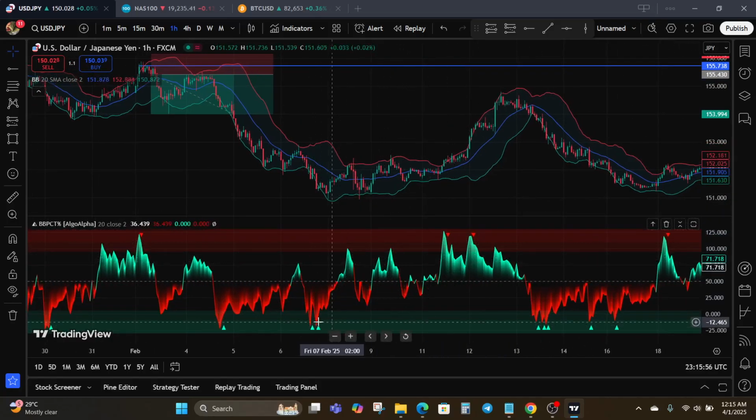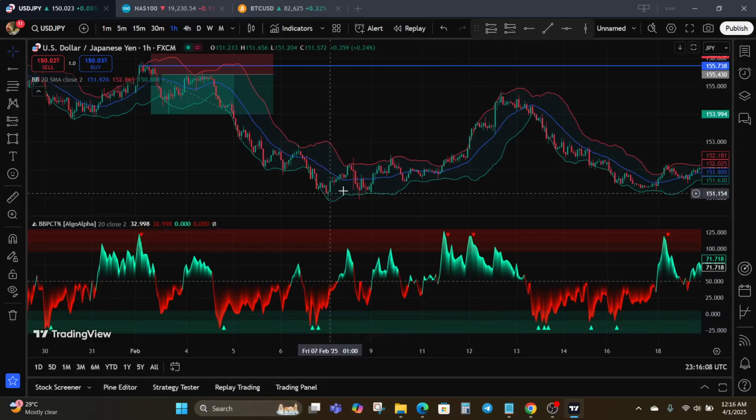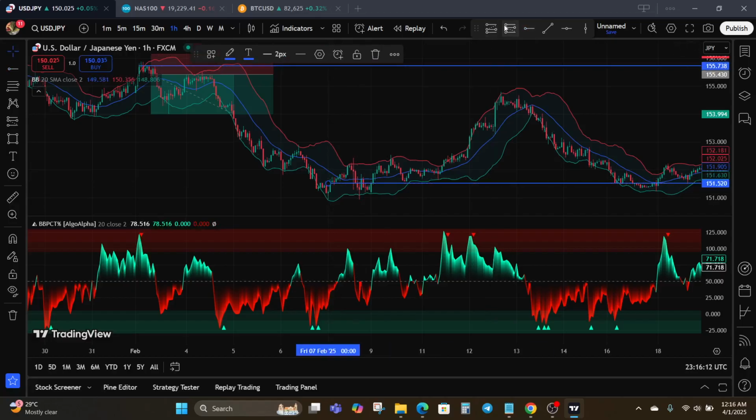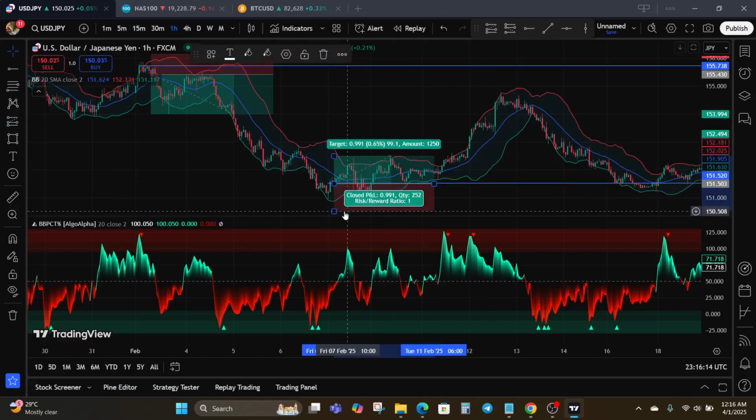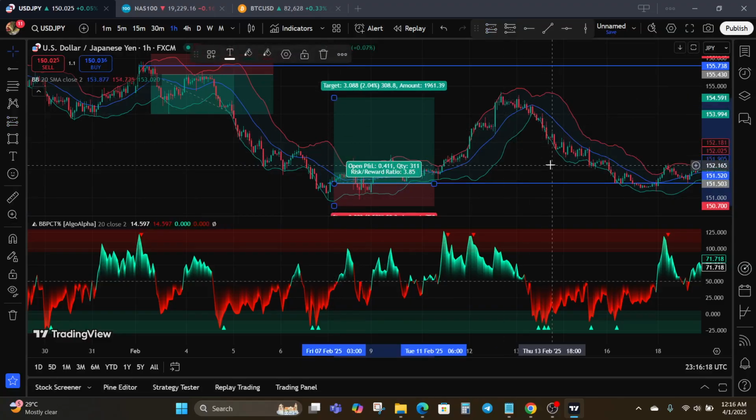Now for a buy trade, of course, the reverse is the case. When the indicator is within the green zone, it suggests that price is at the lower extreme, suggesting a potential bounce or continuation. In this case, we can see that we got a buy signal around here. Once you get your confirmation, you can enter a buy trade, set your stop loss below the swing low, and your take profit can be at resistance zones.